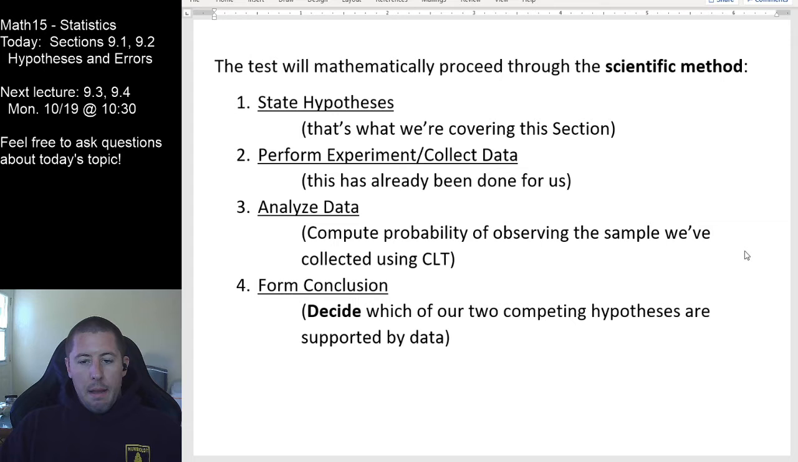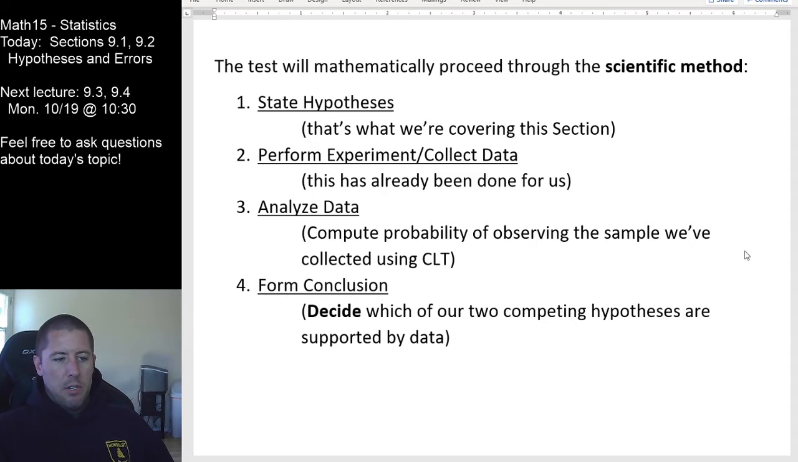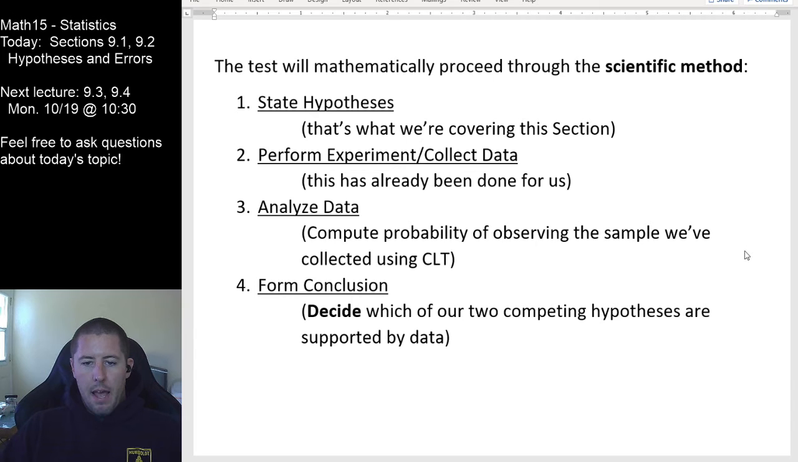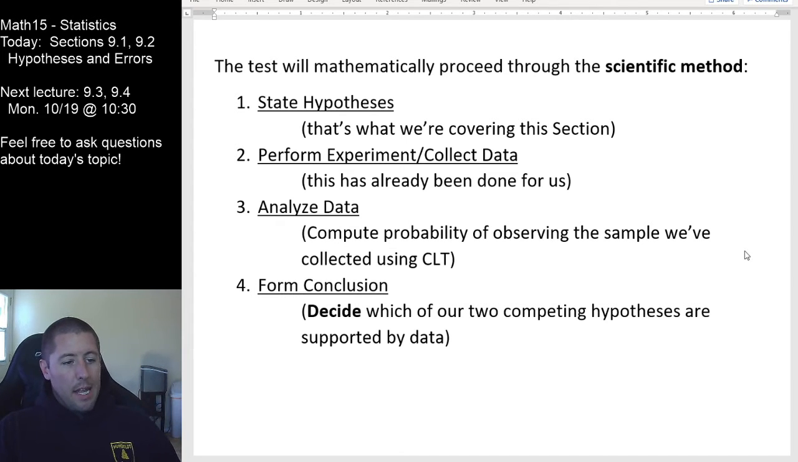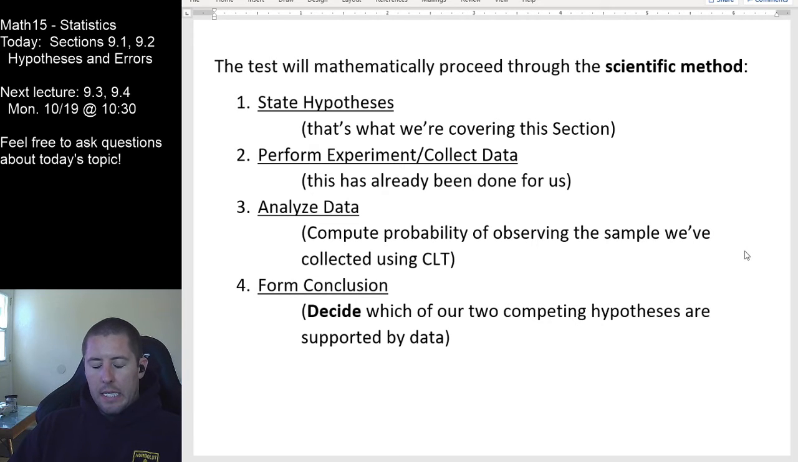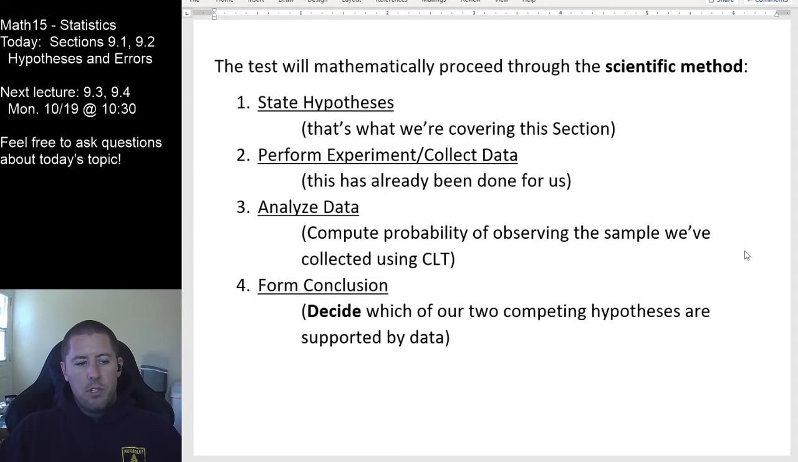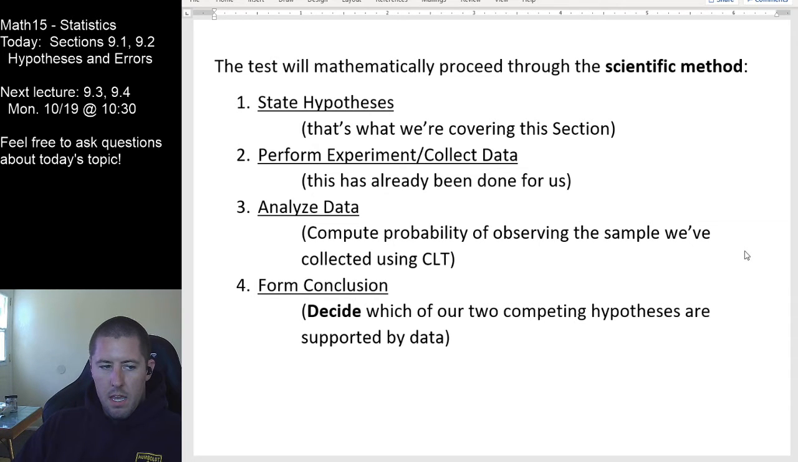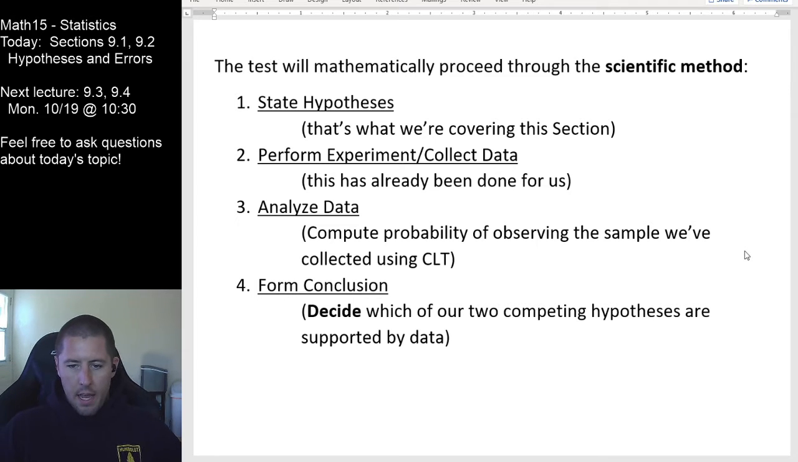Step three, analyzing the data, is essentially what we've been doing in chapter seven with our central limit theorem calculations. What we would like to say is, okay, I collected the sample relative to the hypotheses that I've originally stated. How unusual do I think this sample is relative to that hypothesis? Does this make me want to change my decision or not? So what we're interested in doing with analyzing the data is computing a probability that we would observe a sample such as the one that we saw. Does the sample that we saw seem incredibly unlikely, or does it seem very typical relative to what we might expect given the assumed values for the average or the proportion that we're testing against?